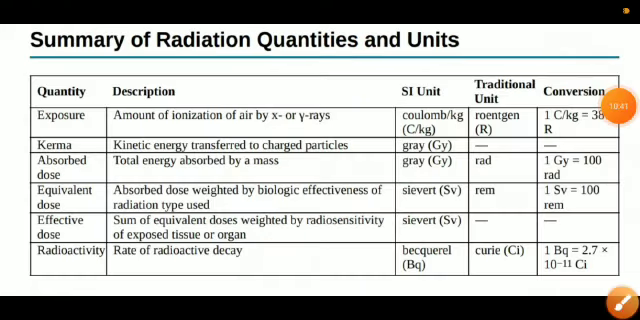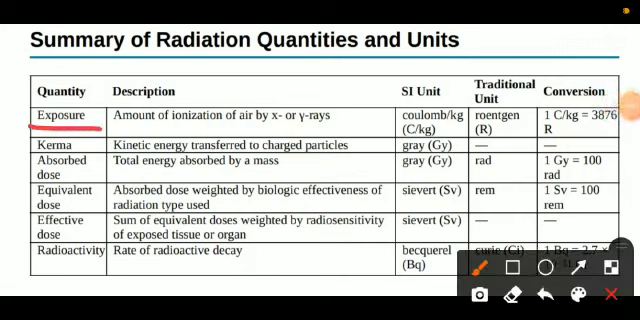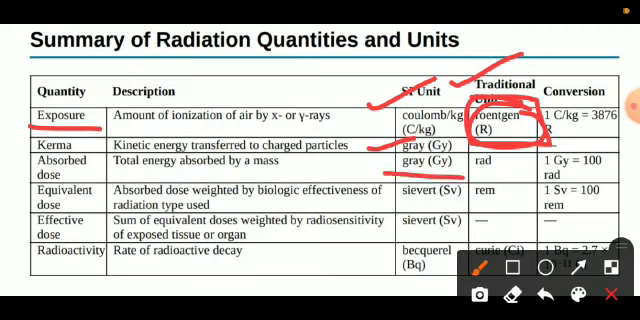Let's study some of the units. The exposure unit: the traditional unit is the Roentgen. Sometimes the question may ask about the Roentgen as an exposure unit. The SI unit is coulomb per kg, but the traditional unit is Roentgen. Kerma is the kinetic energy transferred to charged particles, and the unit is gray. Absorbed dose, that is total energy absorbed by a mass, is in gray, but the traditional unit is rad. Some questions may ask in rad, but you have to remember that if the options are given in gray, one gray is equal to 100 rad.